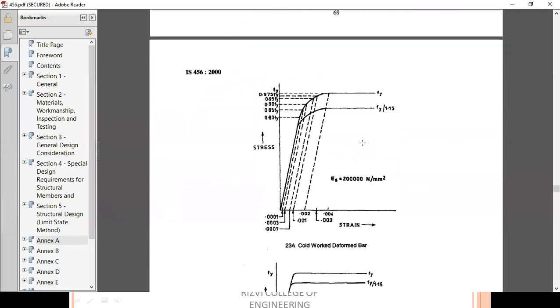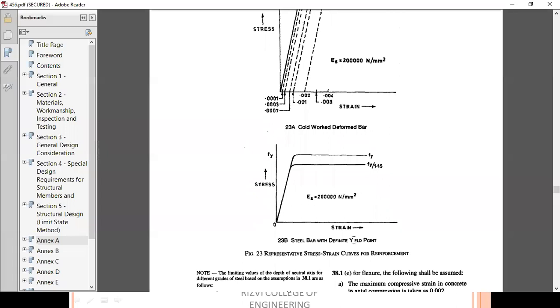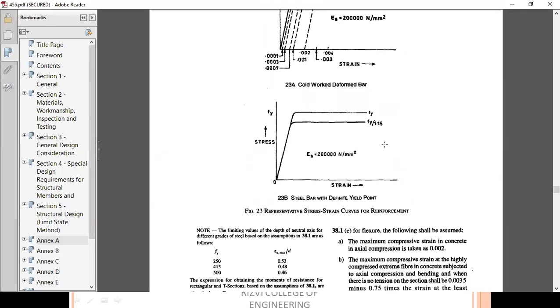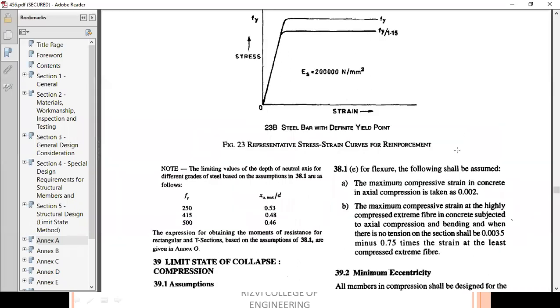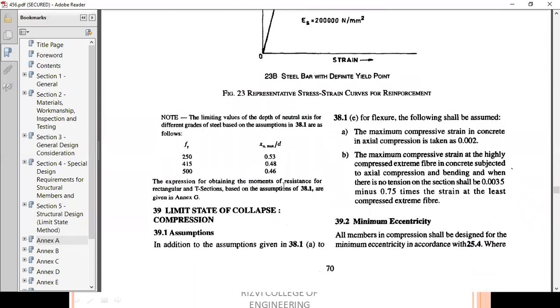This we have already seen, deformed bars, steel with definite yield point, meaning for Fe 250. In this case you will have the value of this. The value of xu max you will get from here. For Fe 250 xu max is 0.53 D, for 415 it is 0.48 D. Is it visible everyone? 500 and so on. So you can make use of this. These values you will find here, but once you solve the problems, you will remember them automatically.